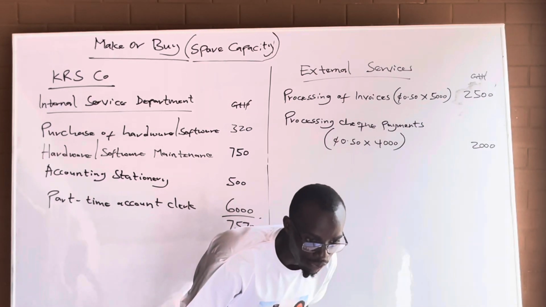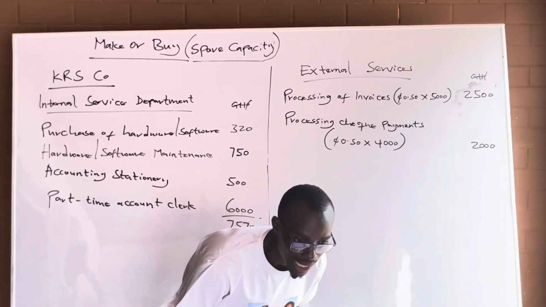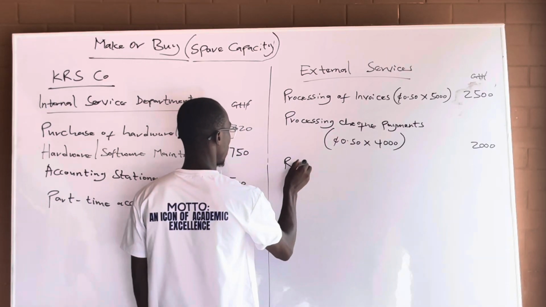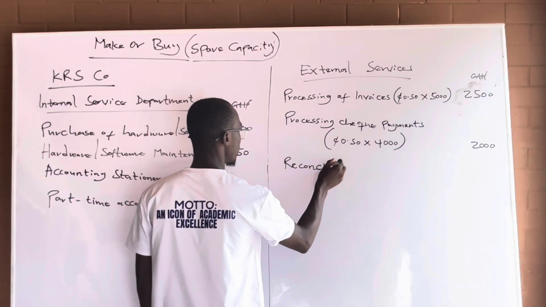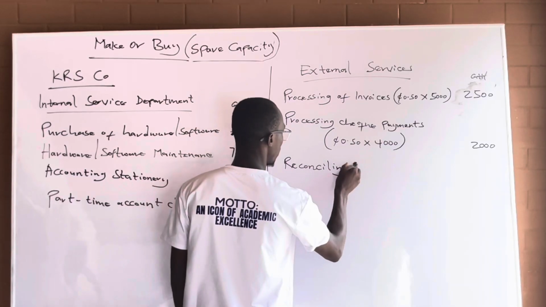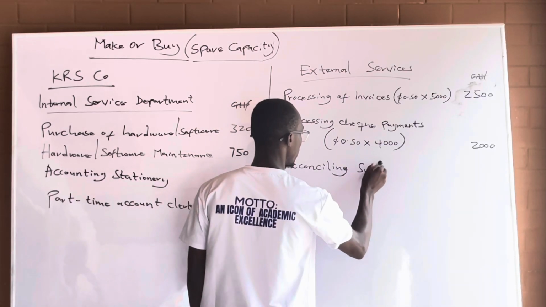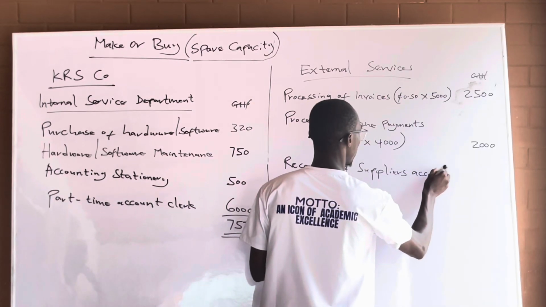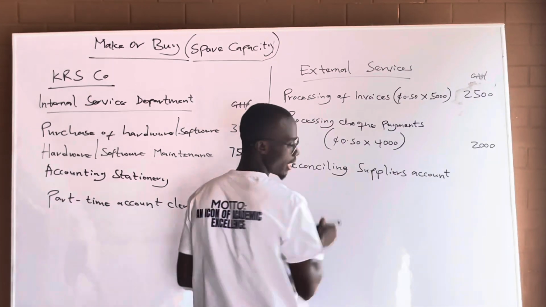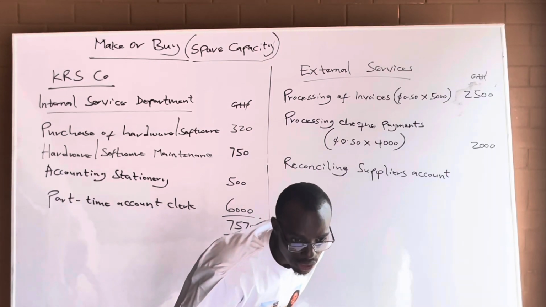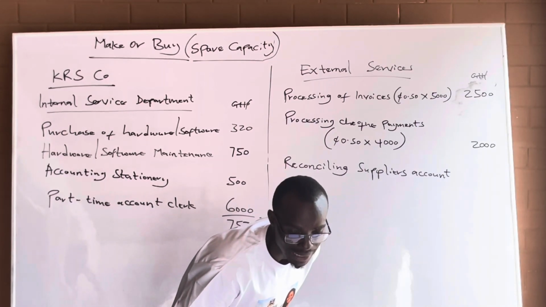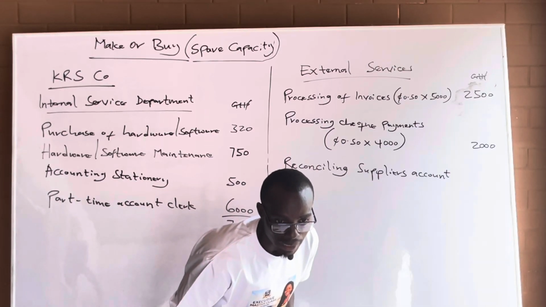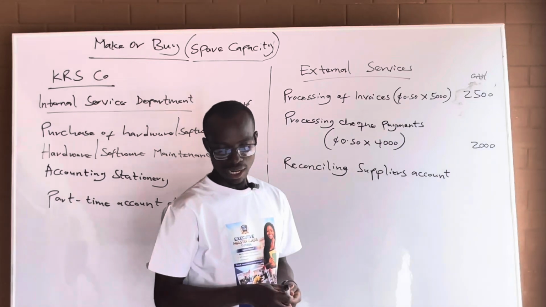Then the last part of it is what? Reconciling supplier's account. So let me see if that figure is there. So that one too is 2 Ghana cedis per supplier per month, and we have 150 suppliers. So we need to also multiply it by that so that we get the actual figure for it.